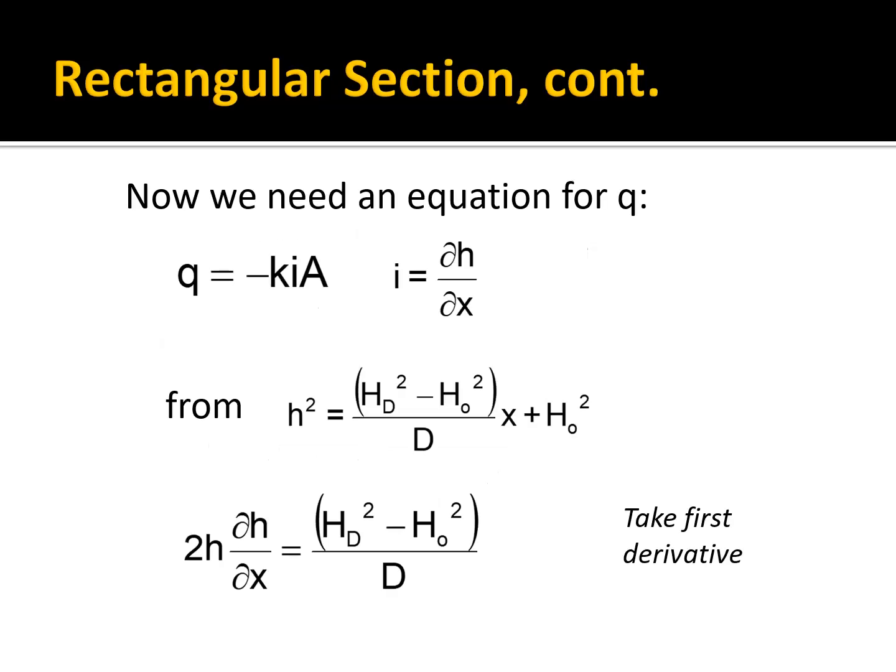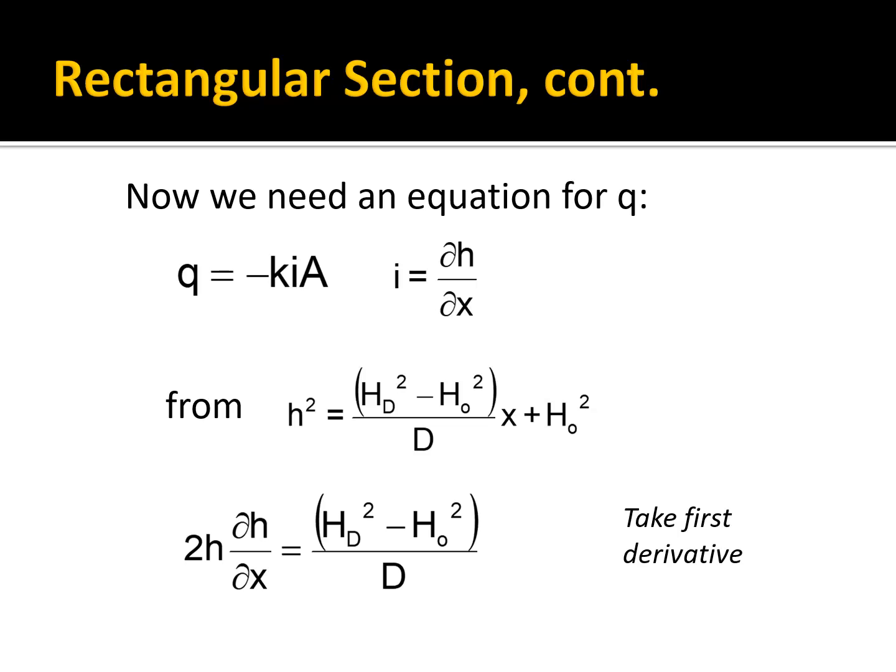Now we need an equation for q, and q is equal to KIA. Got a minus sign on there, I'm not sure why. Well, if we were using the differential function del h del x, I guess that's why. And so I is equal to del h del x, which is our Dupuit assumption version of the hydraulic gradient.